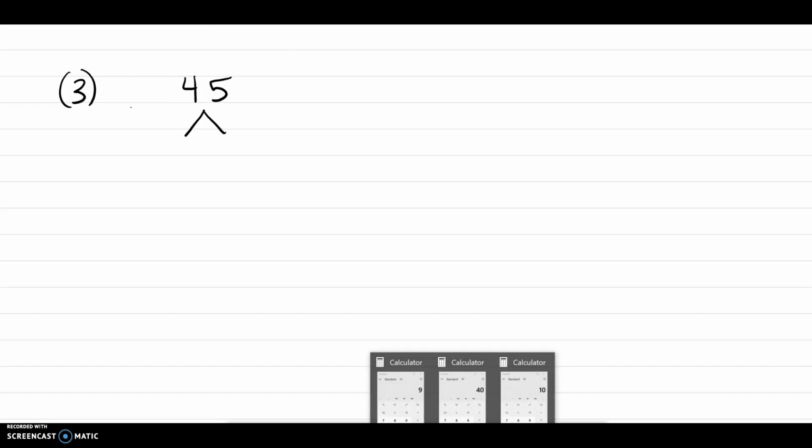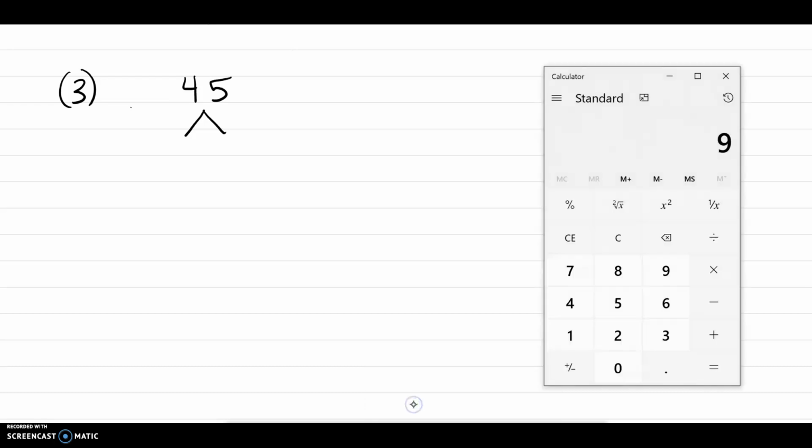Let's figure out, how can I factor 45 down to its prime factors? So remember, go through your rules in your head. If it's an even number, you can divide it by 2. So this one I can't divide by 2. That's an odd number. I can try factoring it by 3. So if we use our calculator, you take 45 divided by 3 and see if that gives you a nice whole number, and it does.